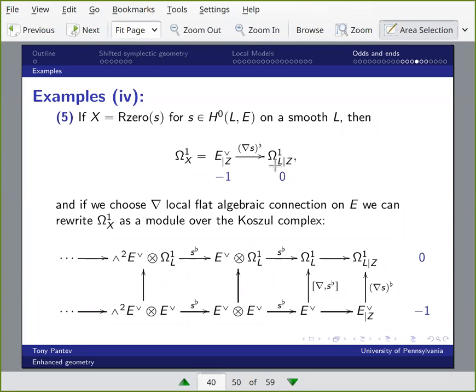It's very easy to see: if you write the difference of two connections and differentiate the section, you'll see that you get a multiple of the section in the difference. And when you restrict to the zero locus of the section, that disappears. So this model of the complex really is a good model on the whole zero locus.